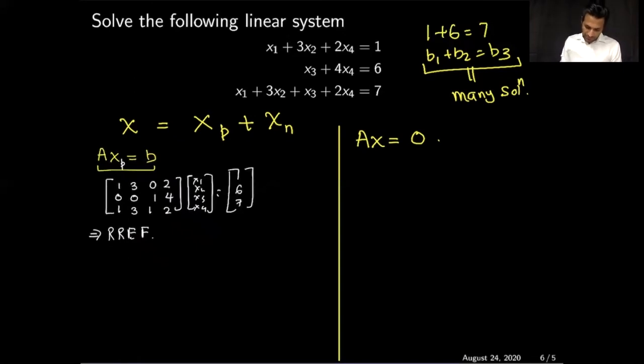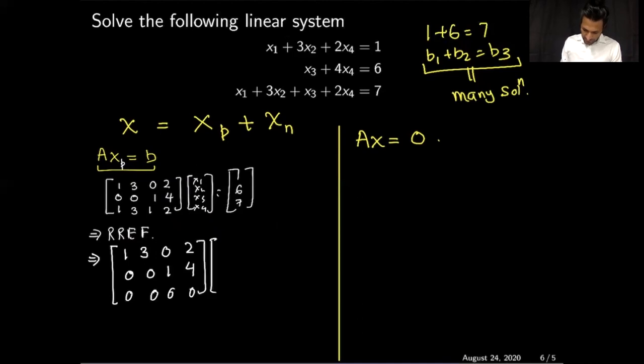If I write the row reduced echelon form using row operations, I'm going to get 1, 3, 0, 2; then 0, 0, 1, 4; and then 0, 0, 0, times x1, x2, x3, x4. Nothing is going to change there. And the right-hand side is going to be 1, 6, 0. So after using the row operations, we get this row reduced echelon form.